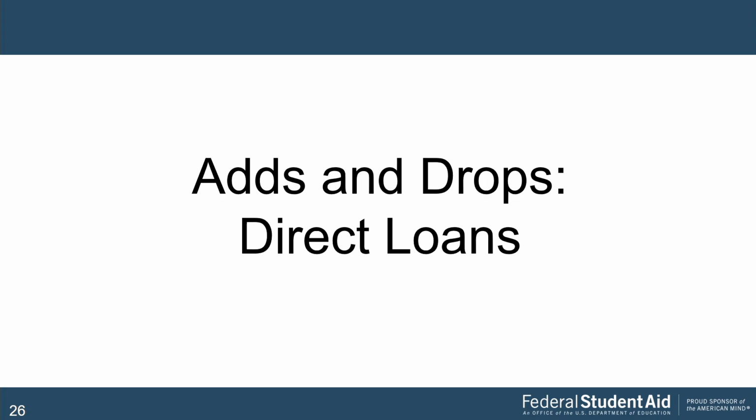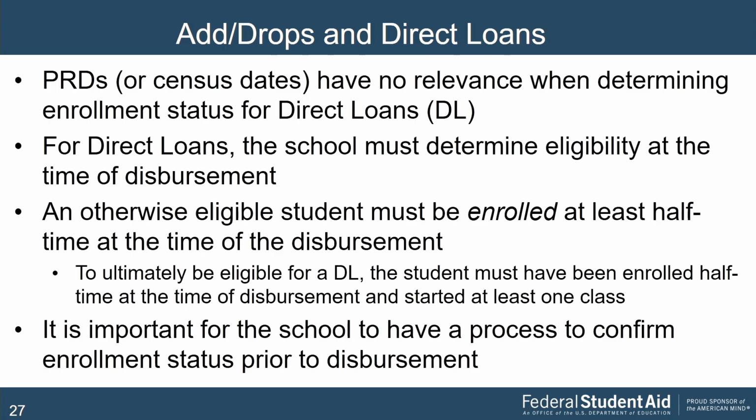And if that's not fun enough, then we're going to talk about adds, drops, and direct loans. A Pell recalculation date or census dates really don't have relevance when determining enrollment status for direct loans. For direct loans, you're going to determine the eligibility at the time of the disbursement. So an otherwise eligible student must be enrolled at least half-time at the time of the disbursement. To ultimately be eligible for a direct loan, the student has to have been enrolled half-time at the time of the disbursement and started at least one class.